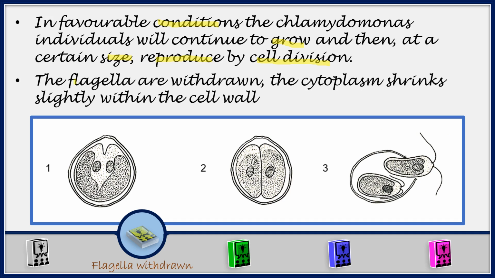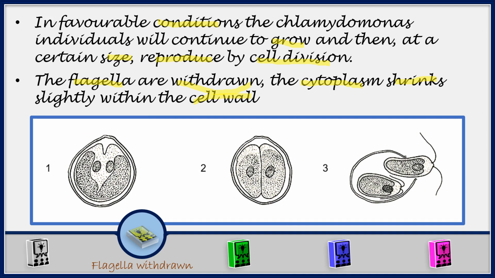First, the flagella are going to be withdrawn. Then the cytoplasm will shrink slightly within the cell wall. So when you look here, you will see that our Chlamydomonas, the flagella have been withdrawn.